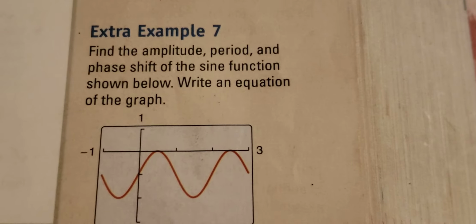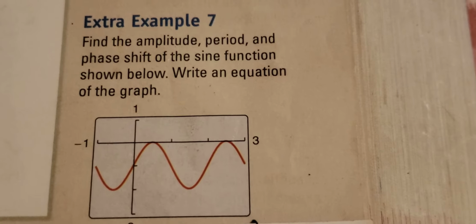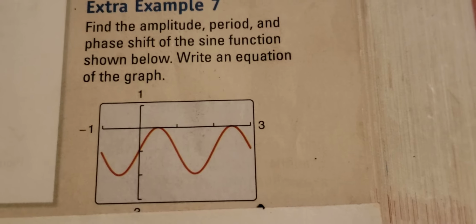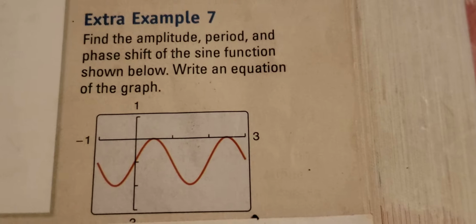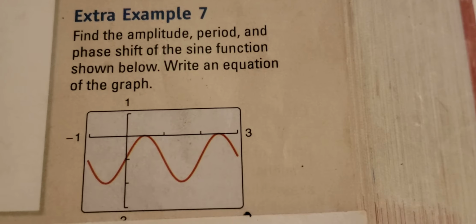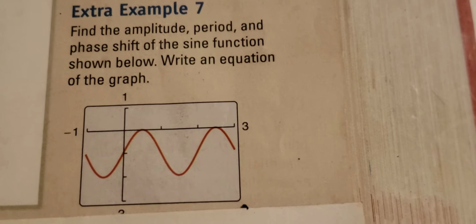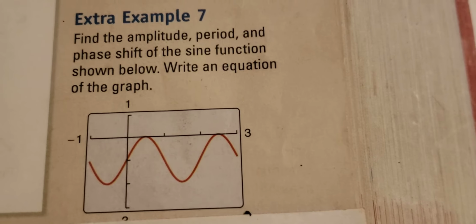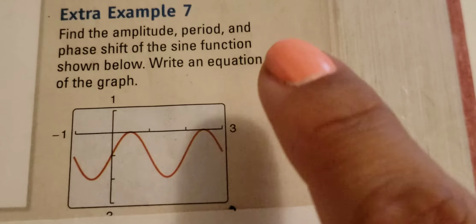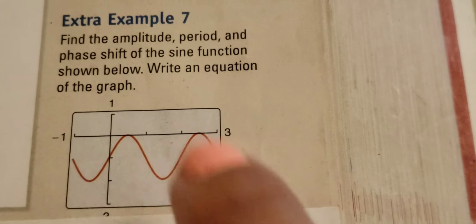All right, boys and girls, now we're moving on to example 7. And in example 7, they want us to find an equation of a graph, okay? So we're going to use this one from the book, and they're asking you to find the amplitude. They're asking us to find the period and phase shift of the sine function shown below. So we know this is a sine function, okay? And they want us to write the equation.